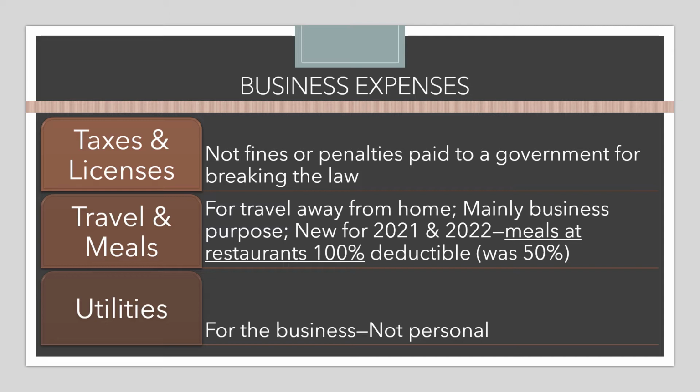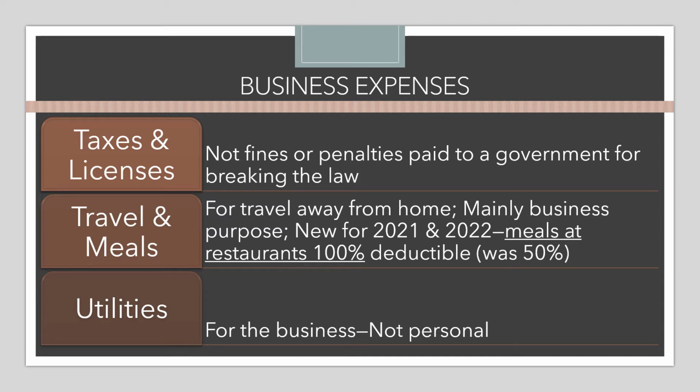Travel and meals. So this is for travel that's away from home or the metro area of the client where they generally operate. And it needs to be mainly for a business purpose. So for instance, if somebody is mainly traveling to go to a convention for their business, and then maybe they do a little bit of sightseeing, some of those expenses will be deductible, because the travel was mainly for business.